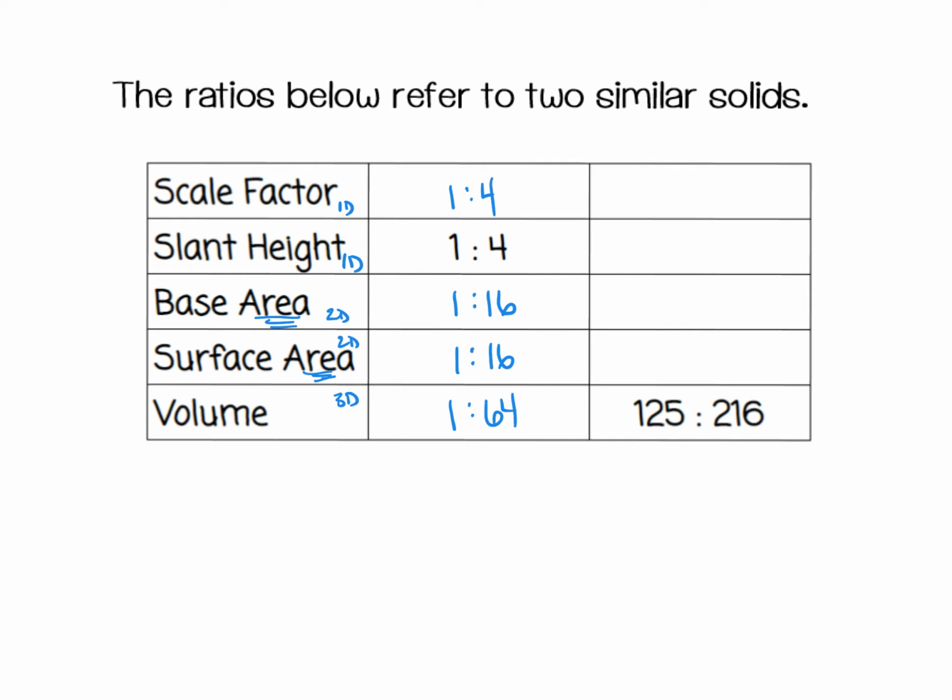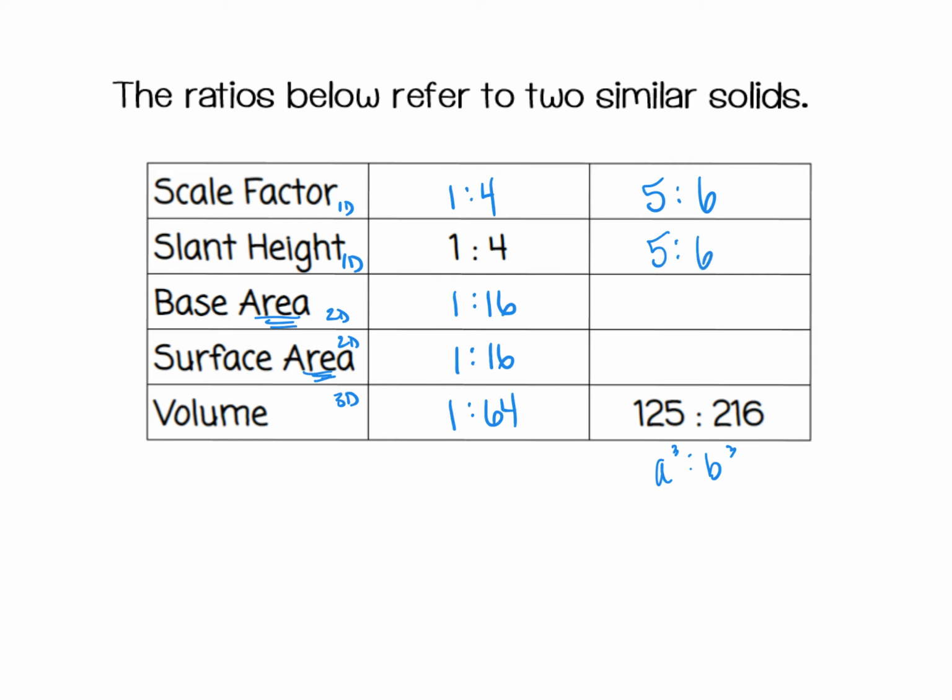Okay, next one, we need to start with volume. We know volume is three-dimensional. I need to work backwards to one-dimensional. So right now, this is an A cubed to B cubed ratio, so I need to take the cube root of both of those. The cube root of 125 is 5. The cube root of 216 is 6. That's our one-dimensional measurement, so that counts for slant height as well.